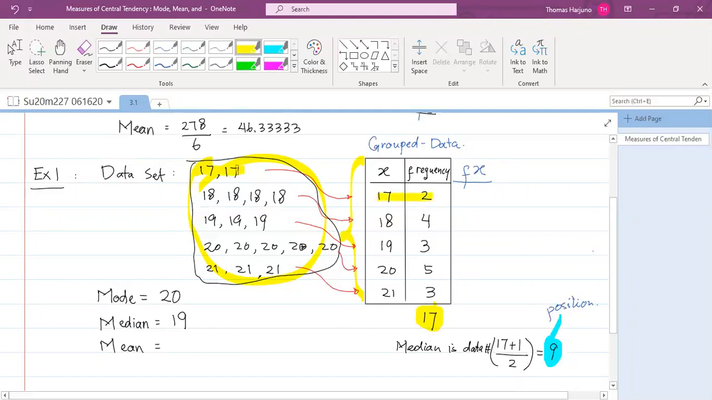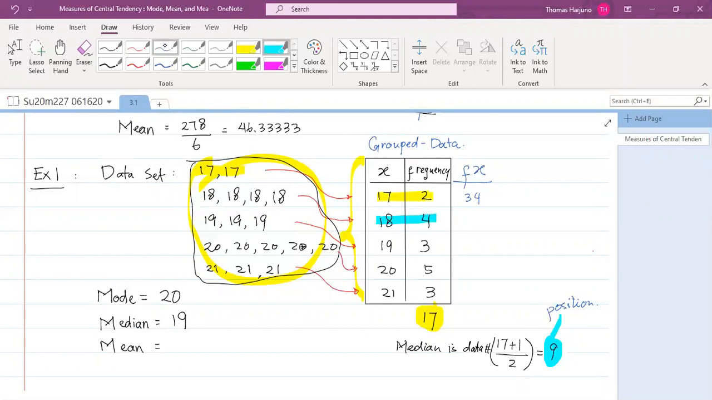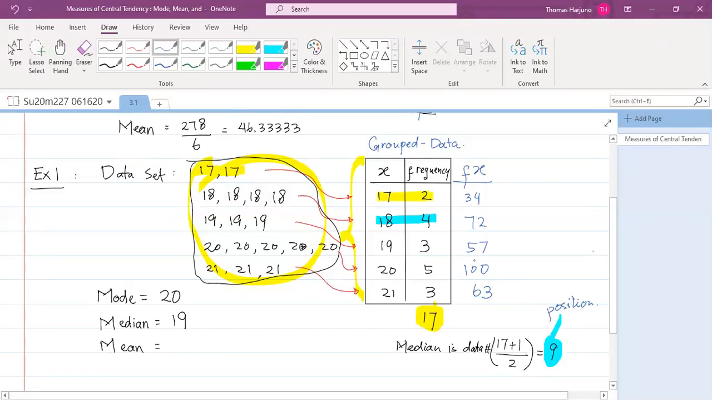For the sum for each class, instead of 17 plus 17, I will multiply 17 times 2. That's how I get 34. And then 18 times 4, that will be 72, I believe. This is 57. This is 100. This is 63. That's the sum for each group, for each class. Now when I add these numbers here, that will give me the sum of all data.